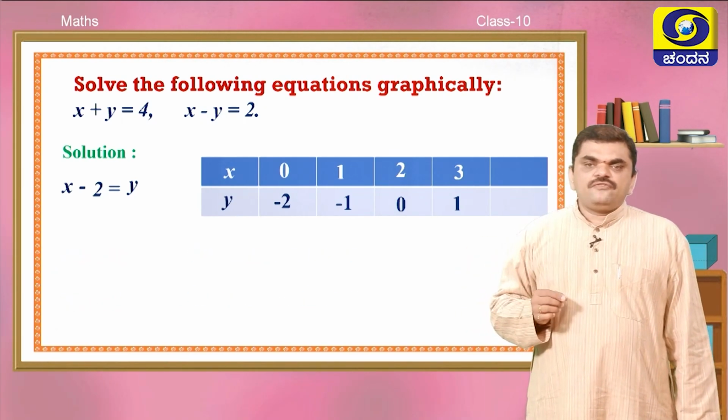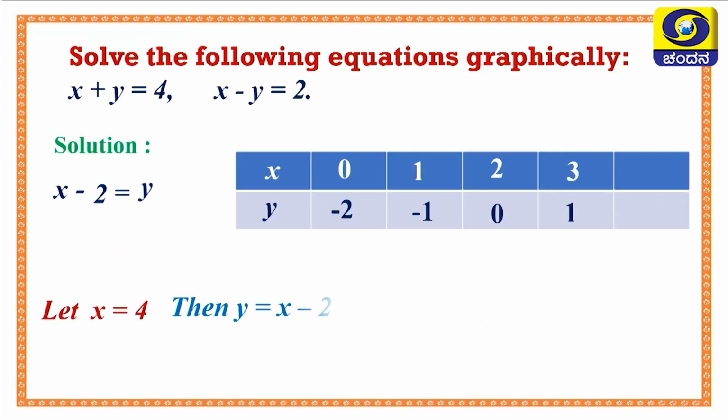Again give the value of x as 4. Let x is equal to 4, y is equal to x minus 2, that is 4 minus 2, that is equal to 2. When x becomes 4, y becomes 2. This is the simple procedure we first have to follow to find the solution for any equations in the graphical method. We have to substitute the value of x and y, so that we will get the coordinates of x and y to plot in the graph, children.